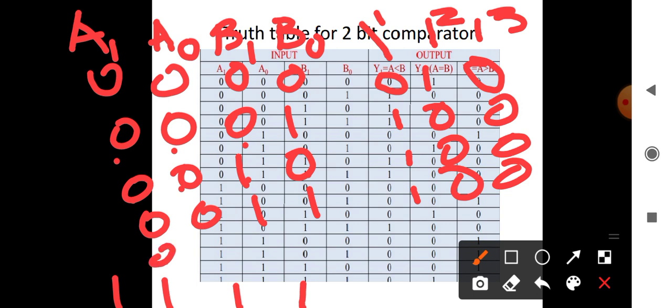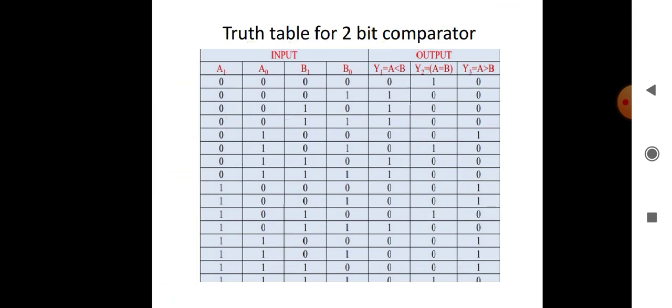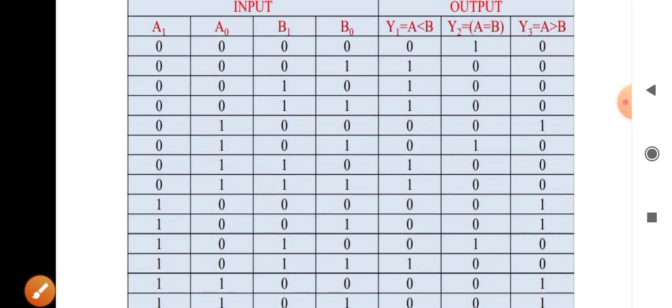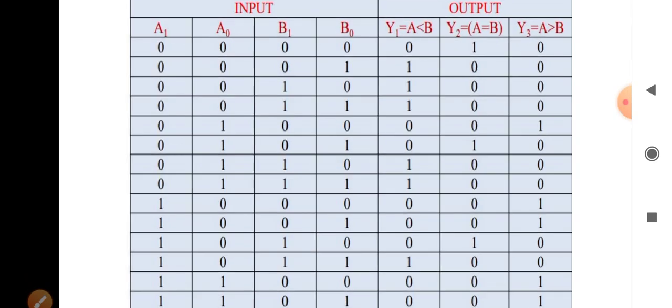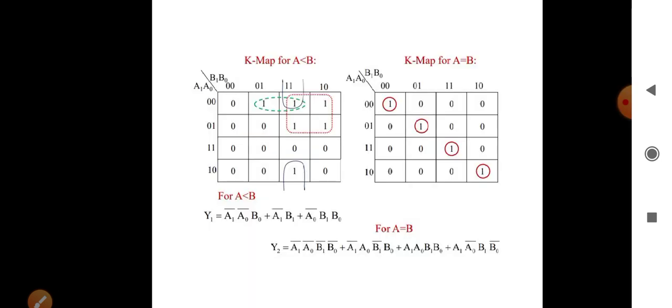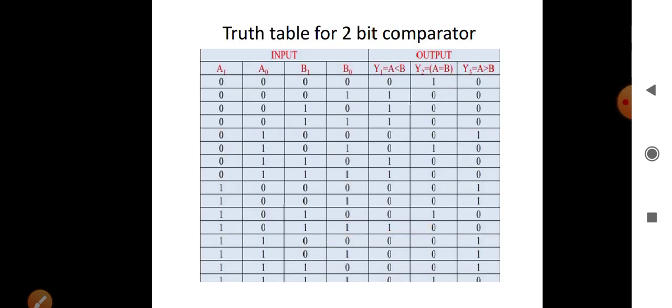Then 0100 means A1 is equal to B1 and A0 is greater than B0. That is 0, 0, 1. Like this we can build the truth table from 0000 to 1111, and we take outputs y1, y2, y3. y1 is for A less than B, y2 is for A equal to B, and y3 is for A greater than B.